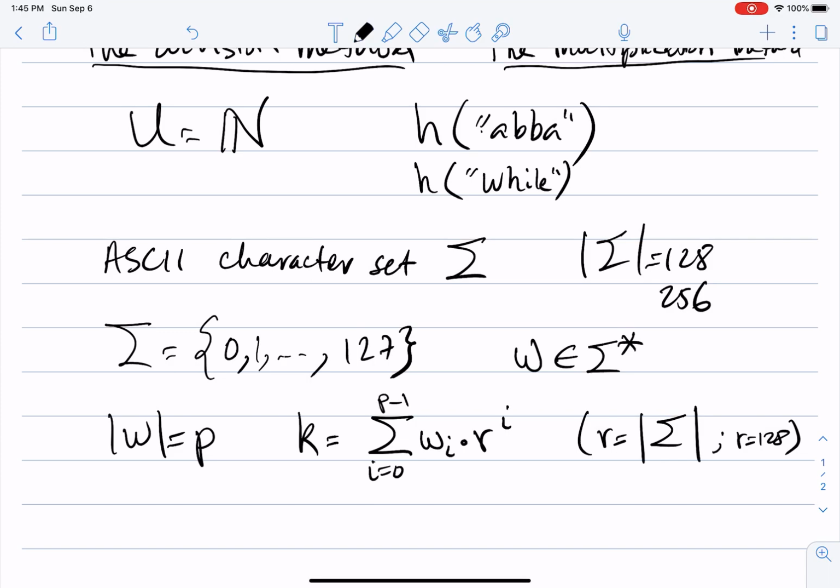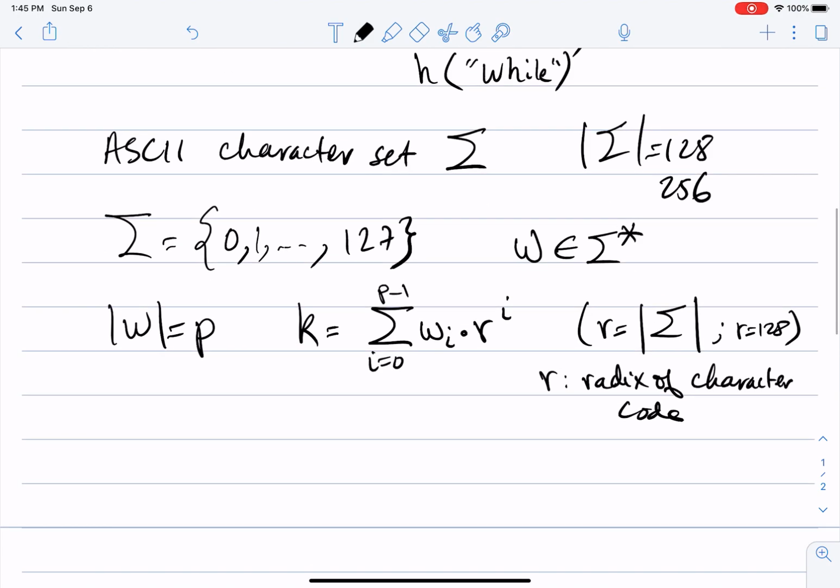Okay, so we are taking every letter in the string as a number in that ASCII code, and we multiply it by R to the I, where I is the position of the character. Here we call R the radix of character code. So now a string is basically a number. We can turn it into a number. And now, since a string is a number, I can just deal with keys that are numbers. So now I can go back to U being, let's say, the set of natural numbers.